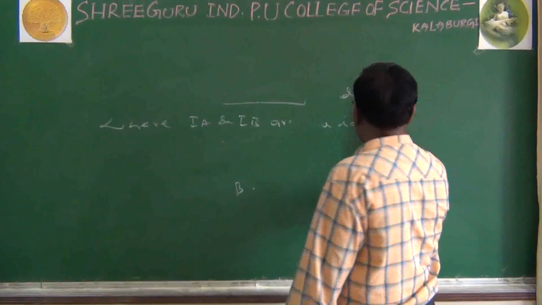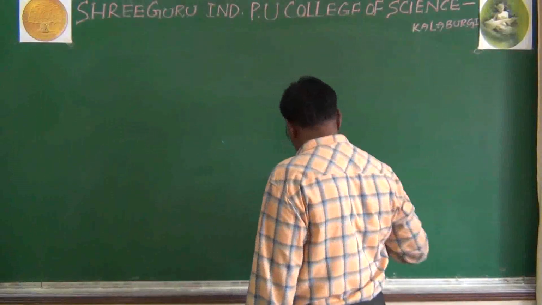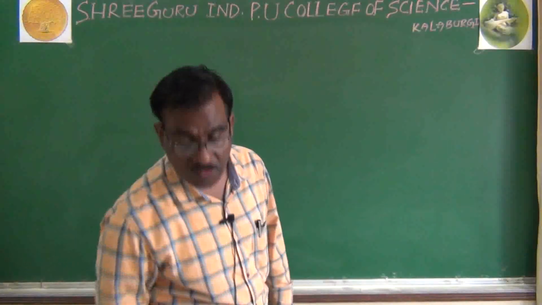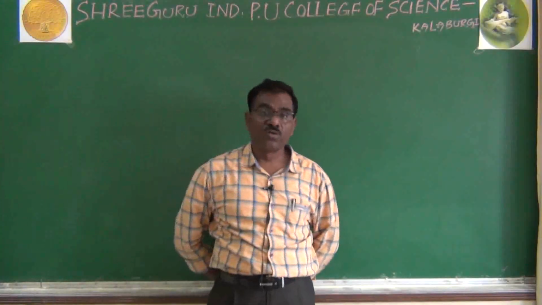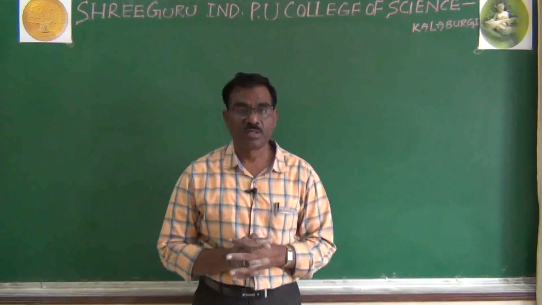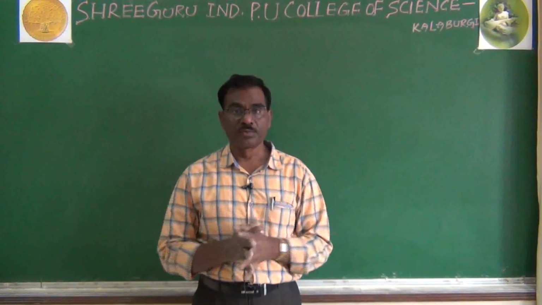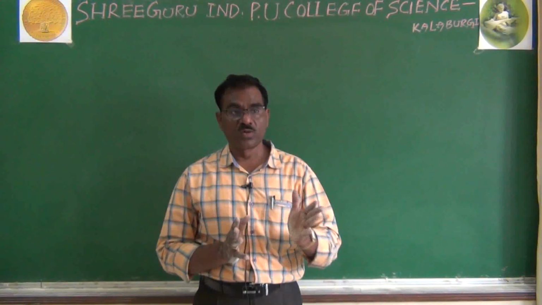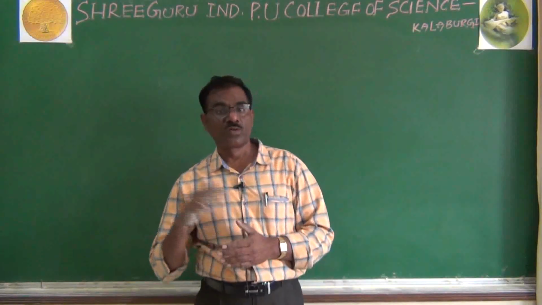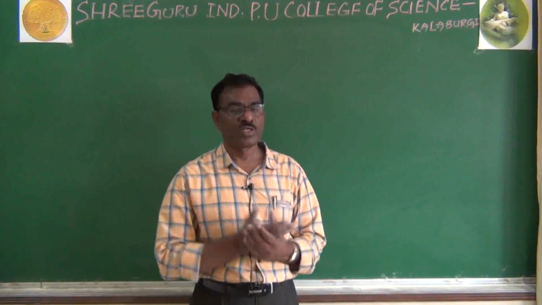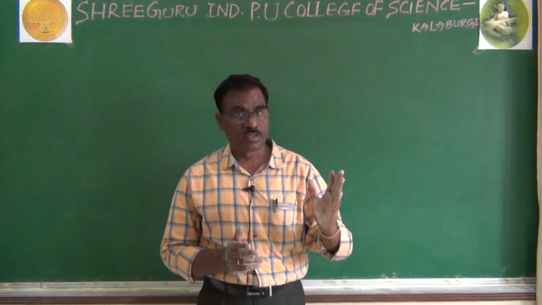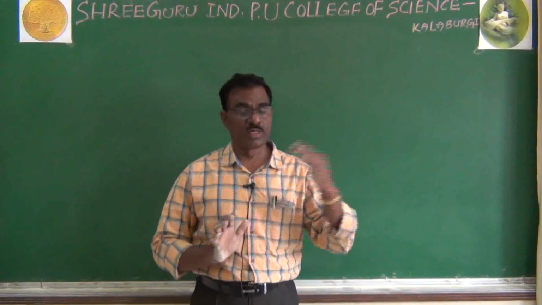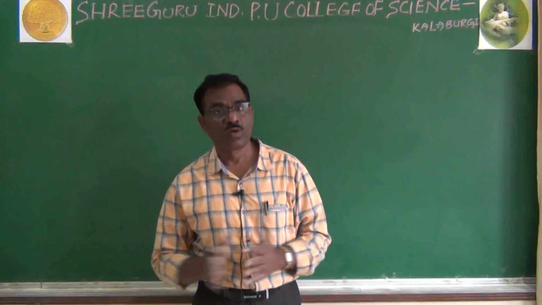In the next class, we will start problems. Invertible function is there. The function f is invertible when the function f is both one-one and onto. To prove the function f is invertible, prove it is one-one and onto. Conversely, if the function f is invertible, it is both one-one and onto.